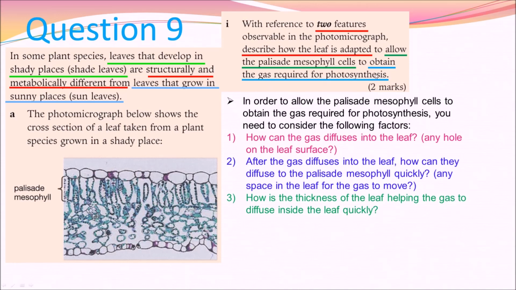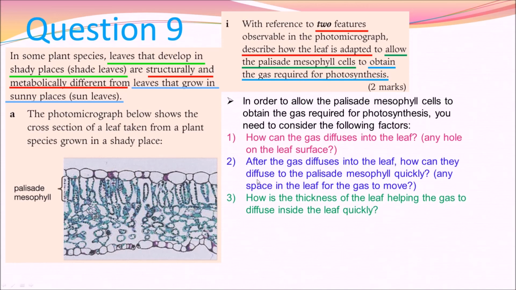So you can see how tricky this question is. It doesn't tell you which type of gas the plants require for photosynthesis, but you know the plants need carbon dioxide for photosynthesis, right? The question intentionally hides this message from you. But of course, you are clever, so you know carbon dioxide is required. So the question is, how is the leaf adapted to allow the palisade mesophyll cells to obtain carbon dioxide for photosynthesis?